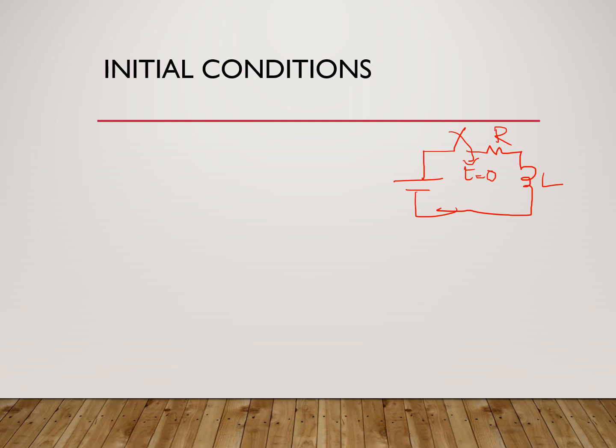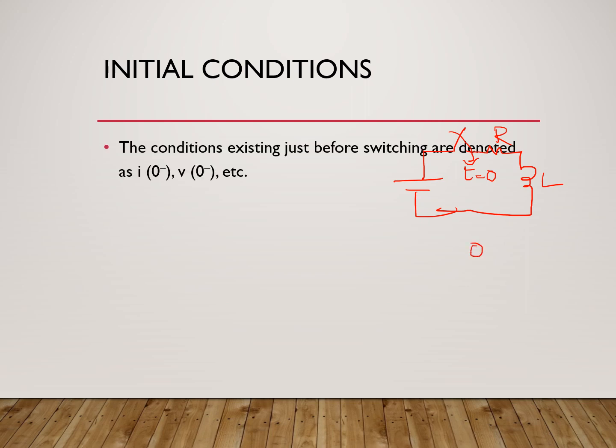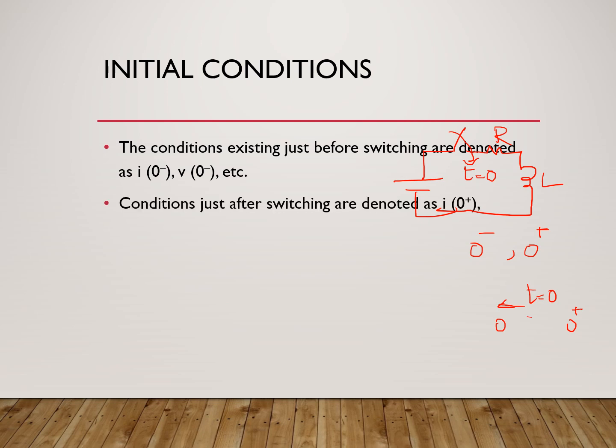Now, since this circuit has inductors, the inductance could have some stored energy in it before time t is equal to 0. So at time t is equal to 0 the switch is closed, which means that before that, the switch is open. The conditions which exist before switching are called 0 minus, and conditions after switching are denoted as 0 plus. At time t is equal to 0 some switching is taking place, so just immediately before that, you call it 0 minus conditions. The currents and voltages there will be denoted as i(0 minus), v(0 minus), etc. And just after switching, we call it 0 plus: i(0 plus) and v(0 plus).